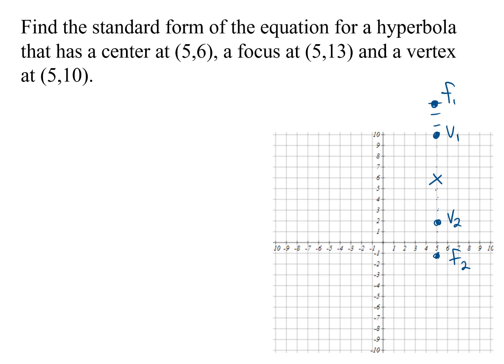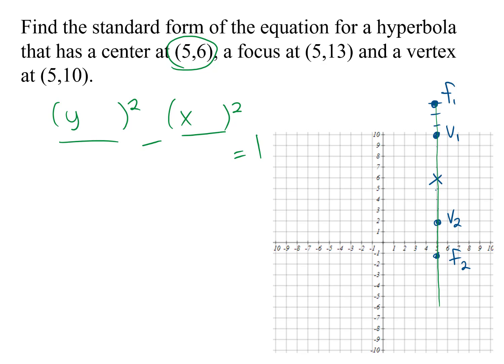And so let's write down a few things that we now know because of this. Okay, we know the center was at (5, 6). We can see that the transverse axis is vertical. It's running parallel to the y-axis. So I know the y term is going to be the positive term. And then I'm going to put pieces for the x and equals 1.